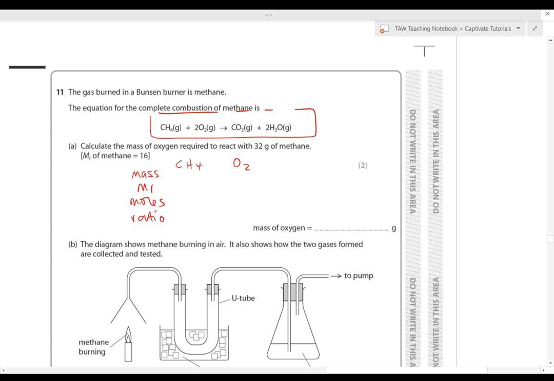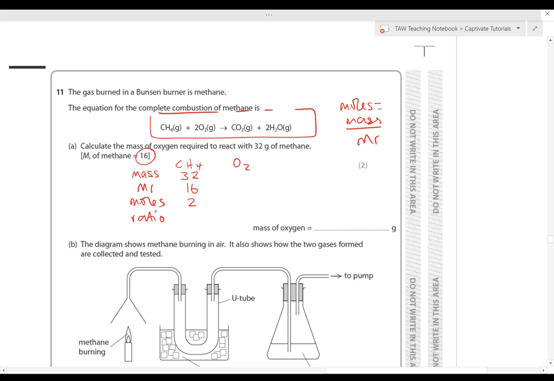So we know the mass of methane to be 32, and its MR is actually given to us here as 16. So just a reminder that moles is mass over MR. So we can see 32 divided by 16, which gives us 2 moles. Now we can then use the ratio between these two molecules to work out how many moles of oxygen 2 moles of methane will react with.